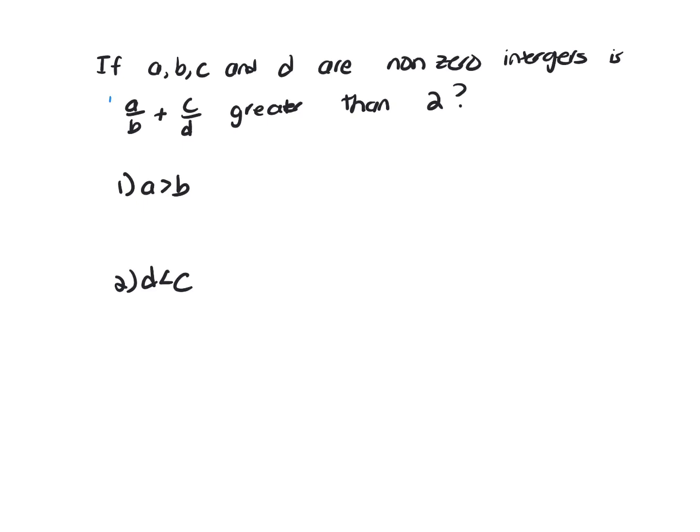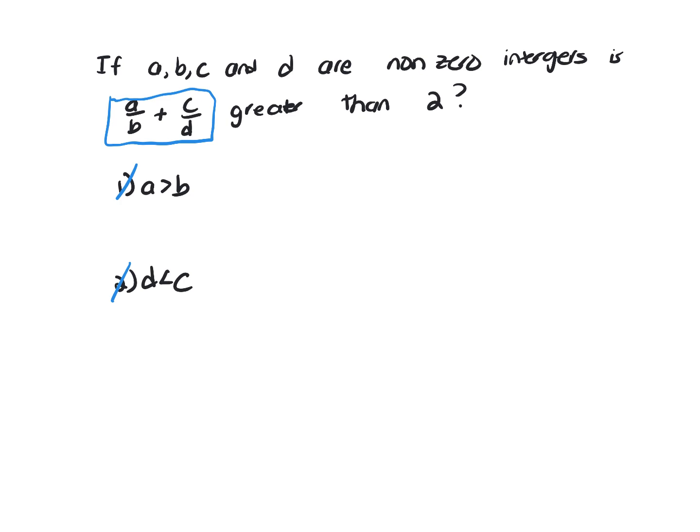We're trying to figure out if (A + B + C) over D is greater than 2. Look at clue 1. Clue 1 only. A is greater than B. We know nothing about C and D, so that clue does not work. Clue 2 does not work because we do not know anything about A over B.